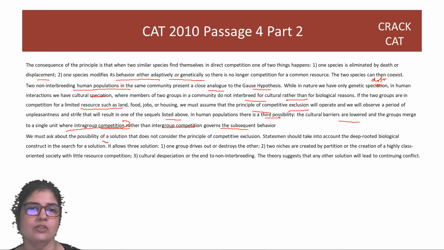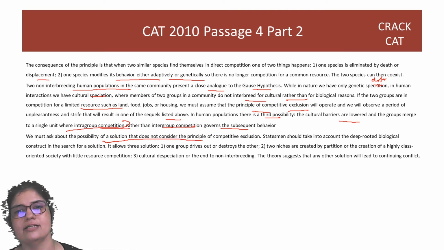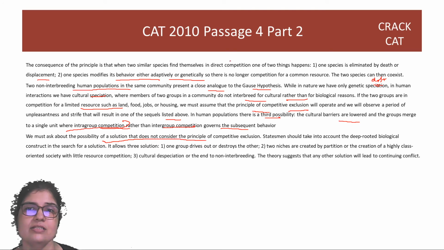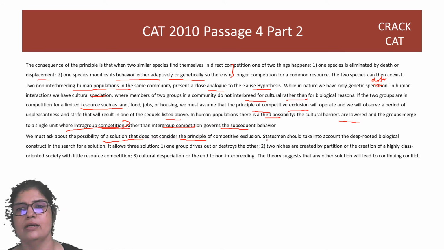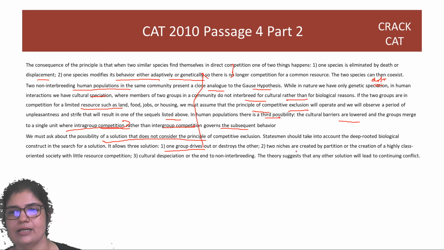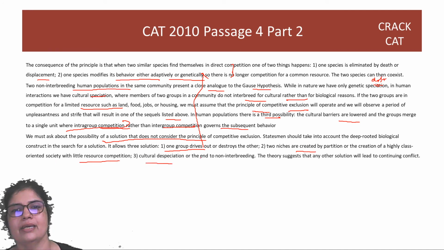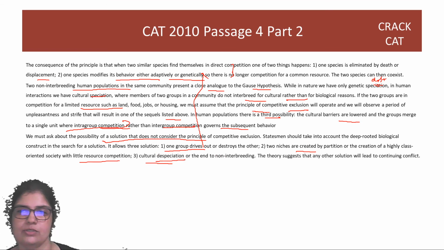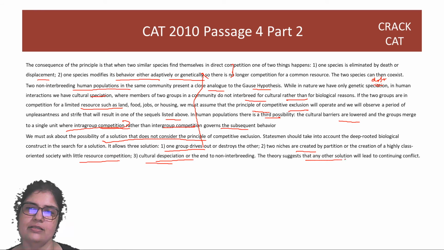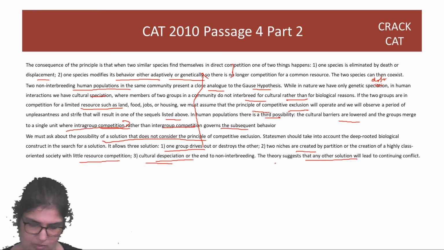So you must ask about the possibility of a solution that does not consider the principle of competitive exclusion. This is the principle of exclusion. Okay, you should take it into account when you search for a solution. It allows one group, the first, to drive out or destroy the other. Second, two niches are created where there is no resource competition, and third, non-interbreeding ends, so culturally there is no difference. The theory suggests that any other solution will lead to continuing conflict. Okay, so these three solutions are the only possibility.